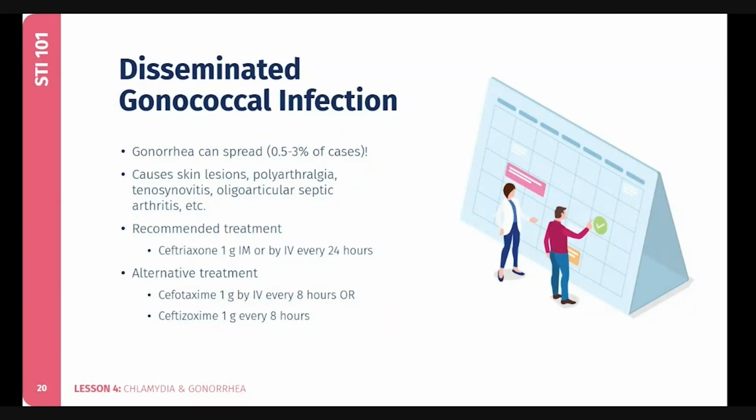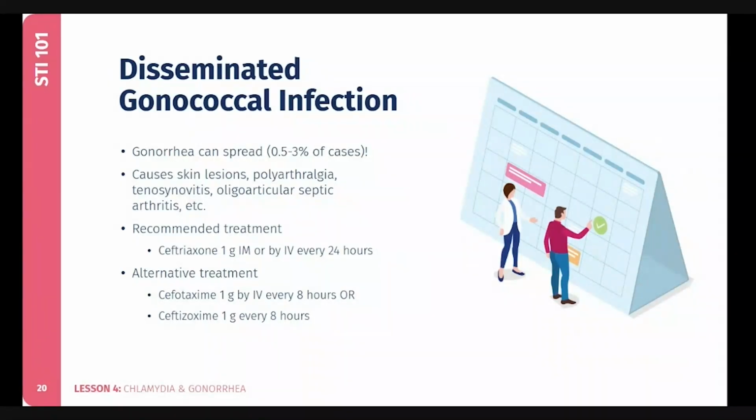The final topic we will cover related to gonorrhea is disseminated gonococcal infections, or DGI. DGI occurs when the sexually transmitted pathogen Neisseria gonorrhoeae invades the bloodstream and spreads to distant sites in the body, leading to clinical findings such as septic arthritis, polyarthralgia, tenosynovitis, petechial pustular skin lesions, bacteremia, or, on rare occasions, endocarditis or meningitis. DGI is rare and only occurs in about 0.5 to 3% of cases.